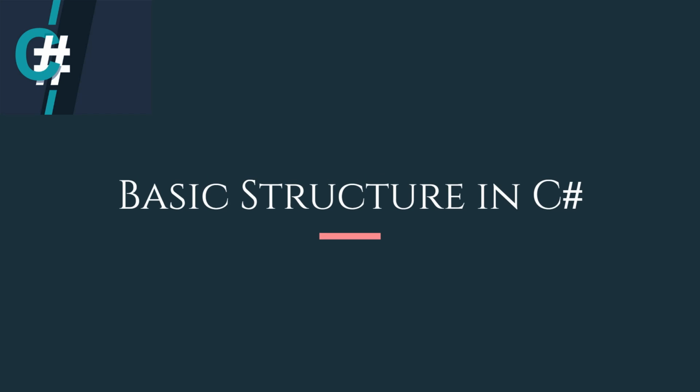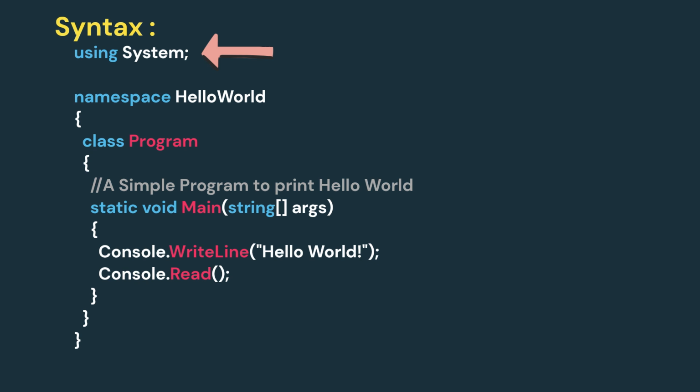In the previous video, we created a C# file called program.cs, and we used the following code to print "Hello World" to the screen. In this video we will see the basic syntax of C#. Using System means that we can use classes from the System namespace.